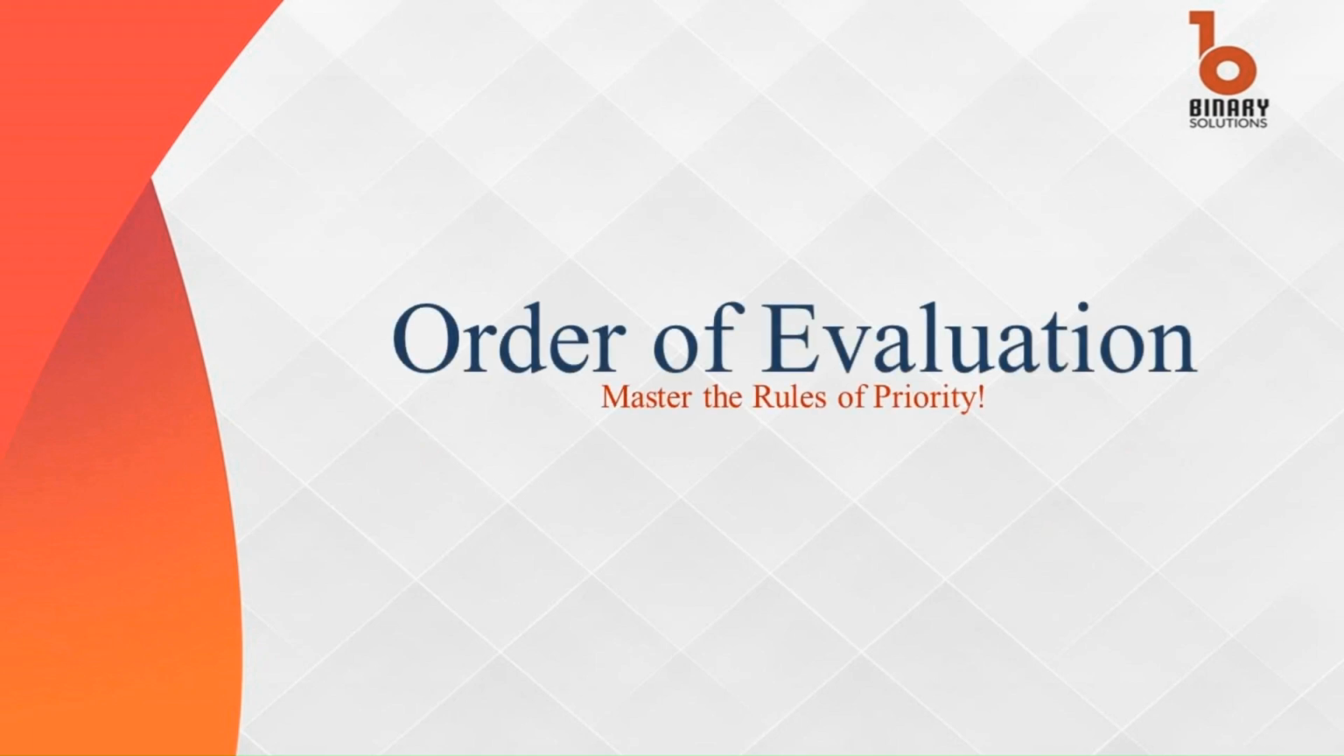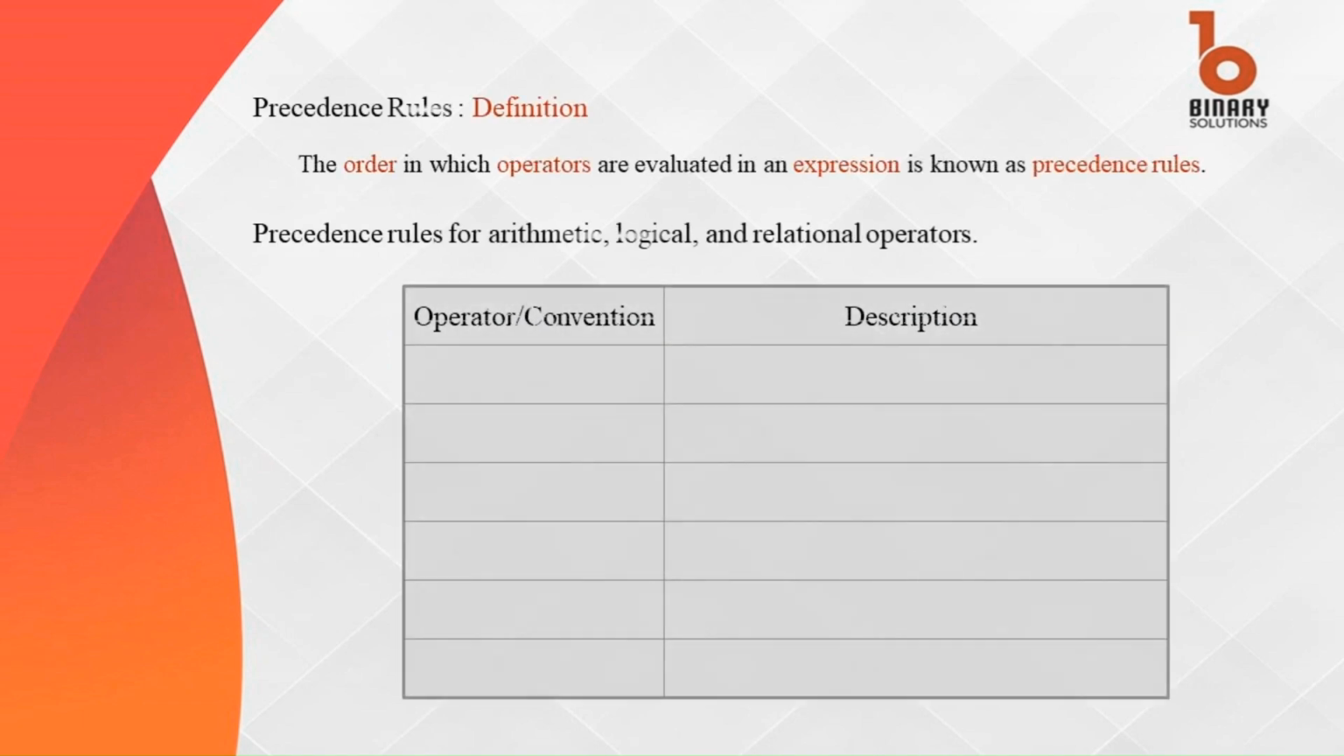Now, let's explore the concept of order of evaluation. In programming, the order in which different operators in an expression are evaluated is determined by precedence rules. These rules govern the sequence in which operators are processed, ensuring that expressions are evaluated correctly and consistently. The order of precedence in expressions dictates the sequence in which operators are evaluated, ensuring that the expression is processed correctly.